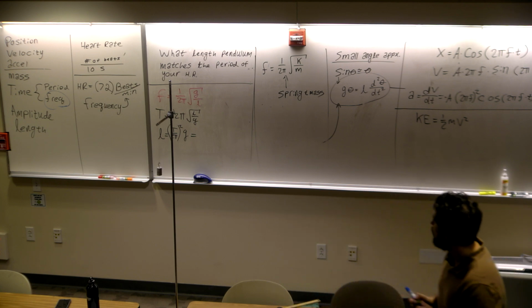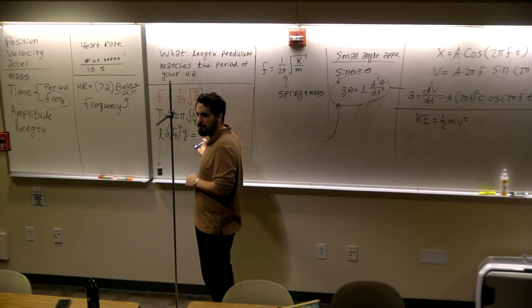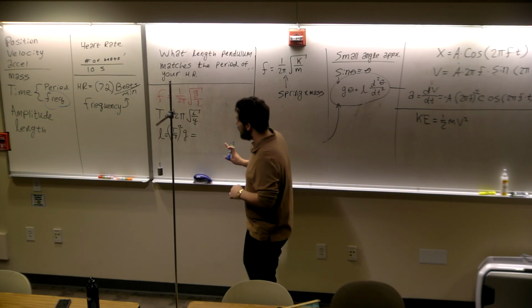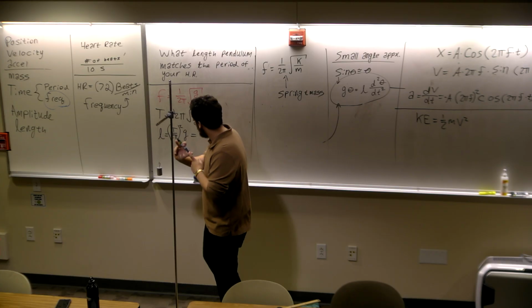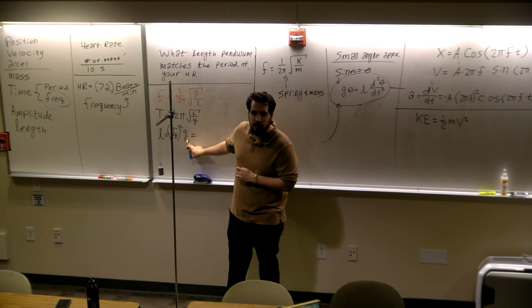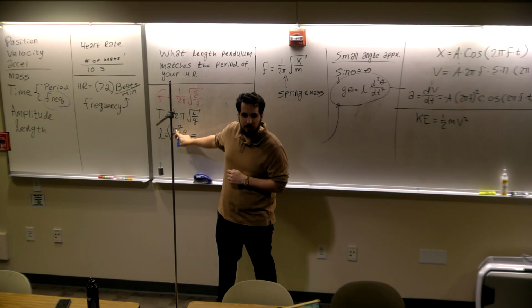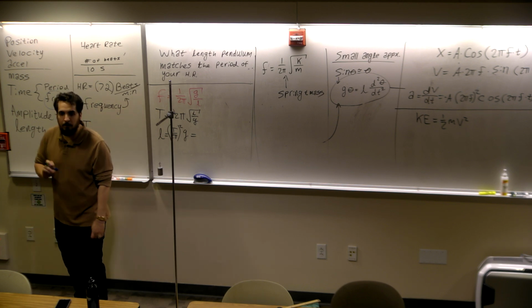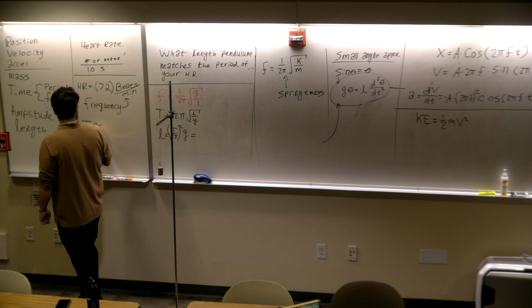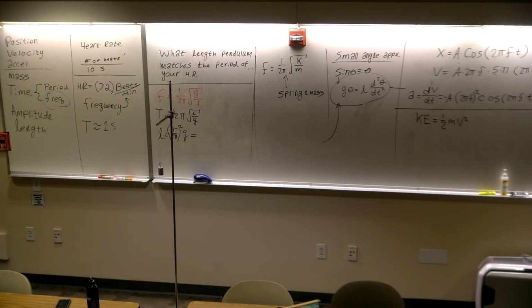29.26. 29.26 centimeters. All right, we make sure we think about units here, right? g is in meters per second squared, and T should be in seconds. Did we convert to seconds? For most of us, the period between heartbeats should be around 1 second. If you're at 60 beats per minute, you should have a 1 second period.